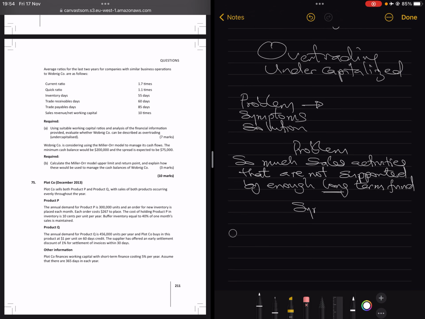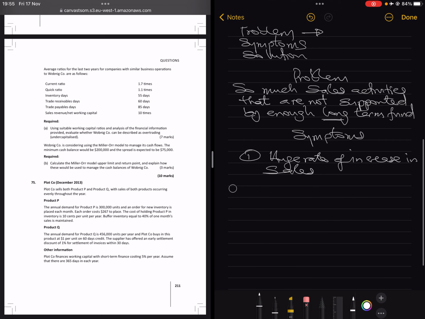And how do we know that a company is overtrading? Those are the symptoms I want to look at, and that is what this question is testing. It's actually testing symptoms. What will you see? And we said the first one is the fact that huge rates of increase in sales. Sales will go up from previous year tremendously. Likewise, the current ratio will be bad. It's going to be less than average. The same thing is applicable to quick ratio.